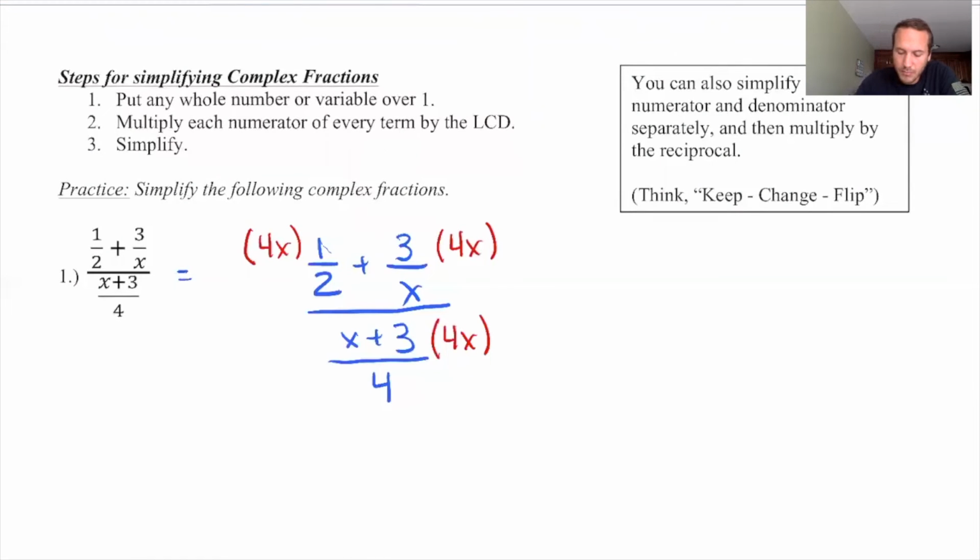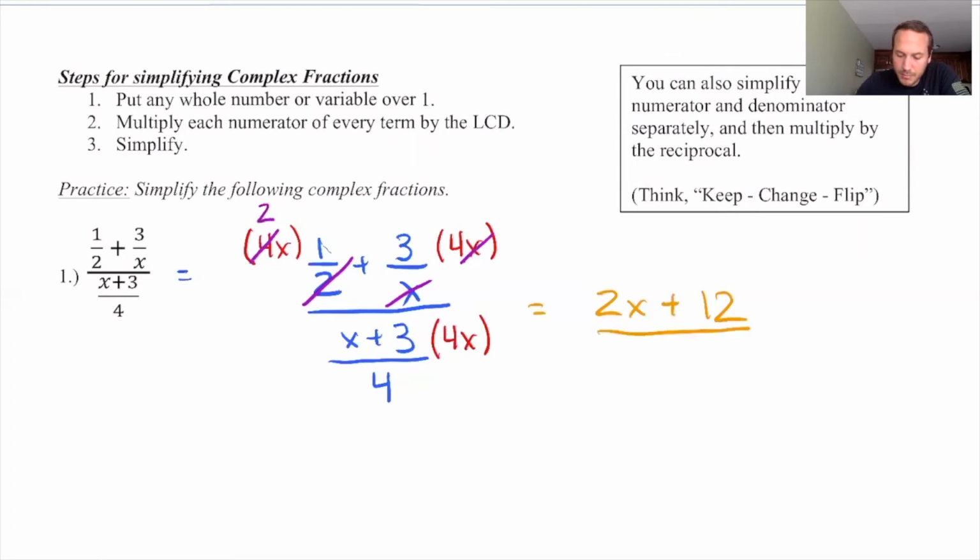Okay, so if I look, this 2 and this 4 are going to go away. So what's that going to leave me with? That's going to leave me with 2x times 1, which is 2x. Let's keep the plus sign. What's going to happen in this next one? This x and this x go away. 3 times 4 is going to give me 12.